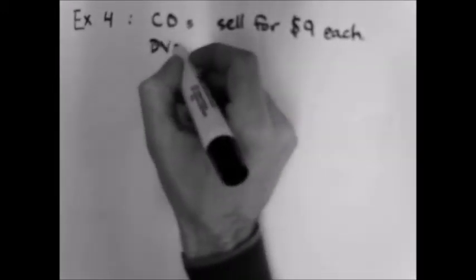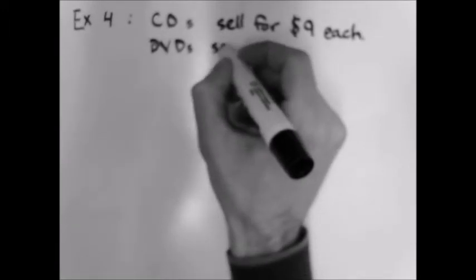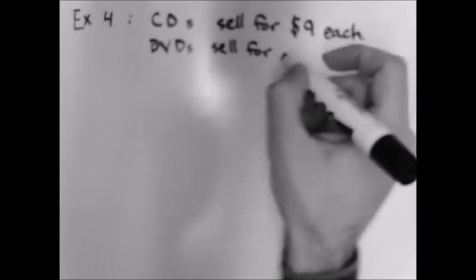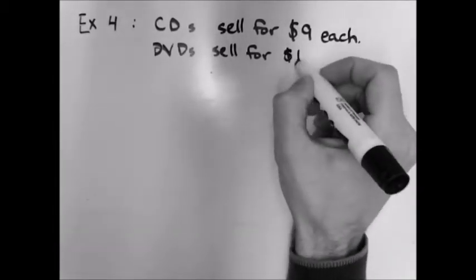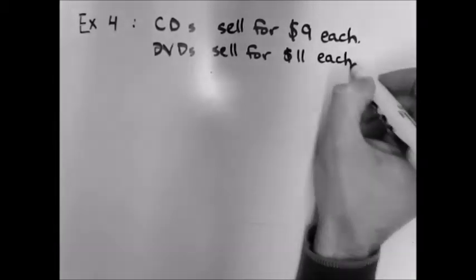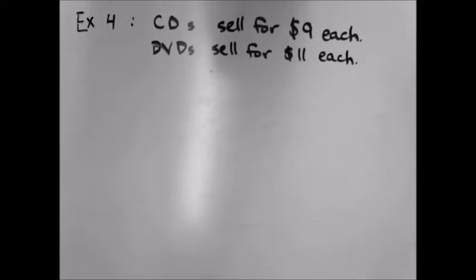DVDs sell for $11 each. Cody is working part-time. He sells a total of $204 worth of CDs and DVDs. Who can translate that word sentence into an algebra sentence?